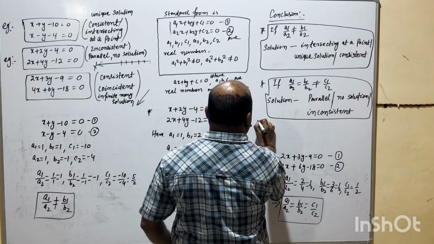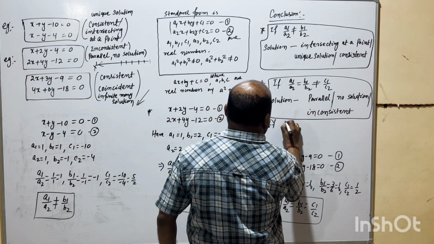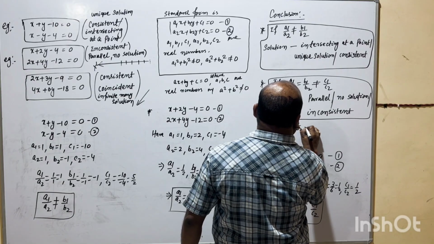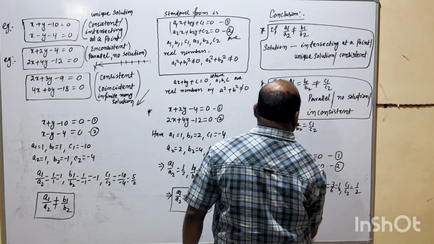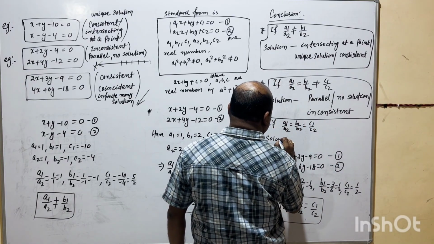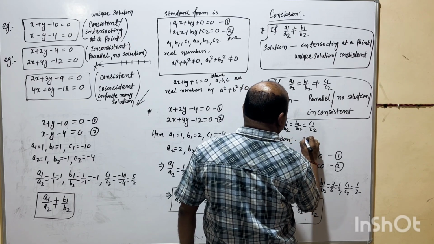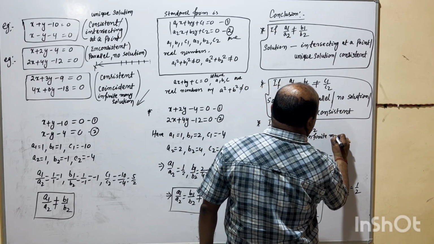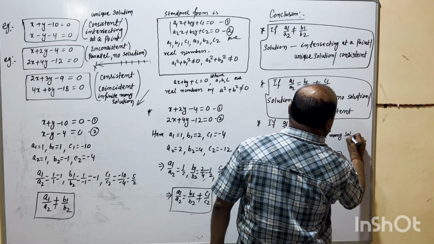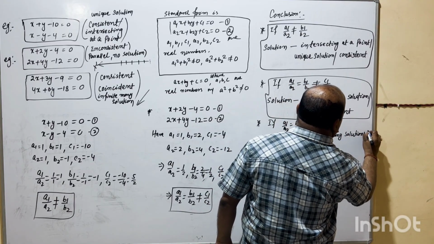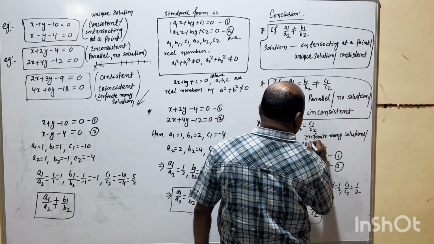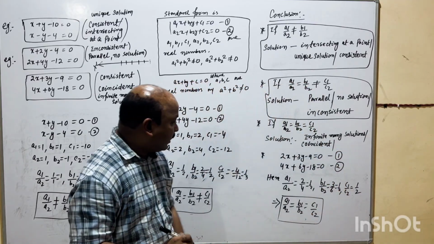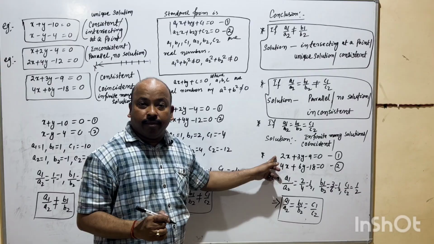So the condition is, if A1 by A2 equal to B1 by B2 equal to C1 by C2, the solution becomes, what do you say? Infinitely many solutions. Or you say coincident. They are the equivalent pair of linear equations in two variables.